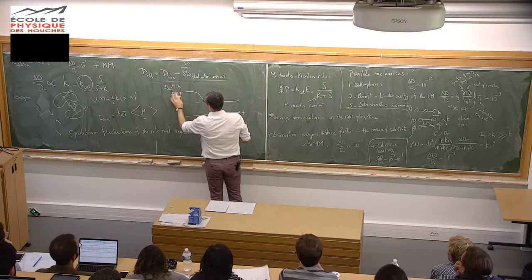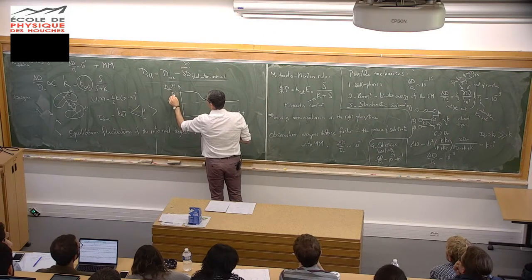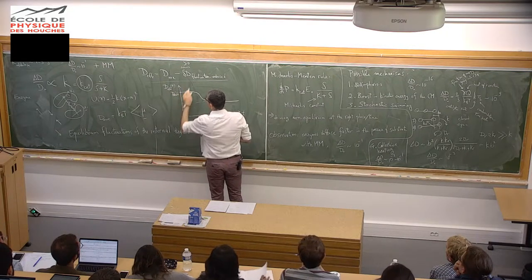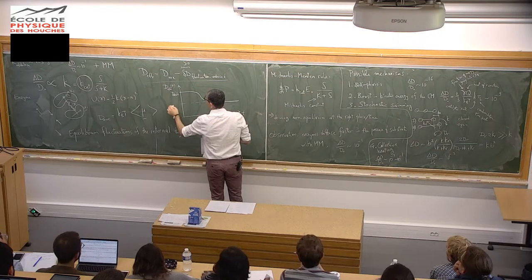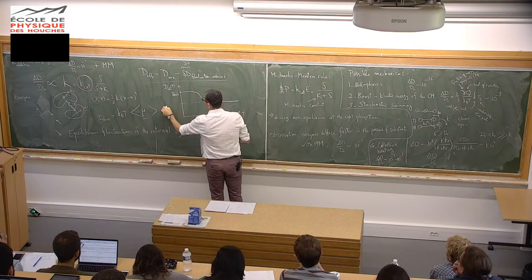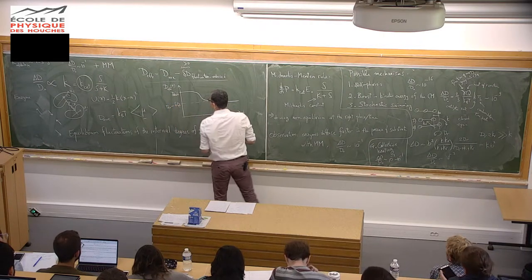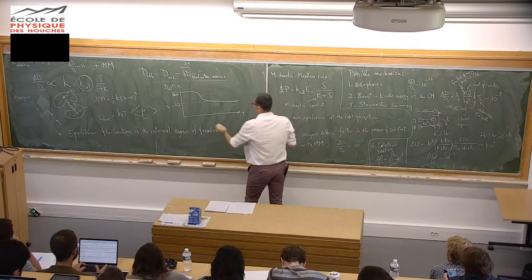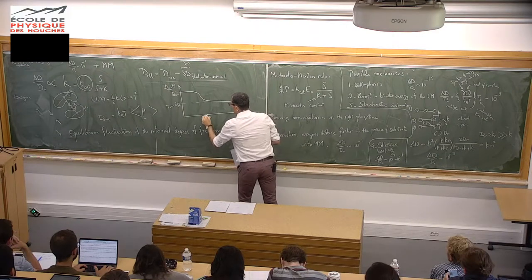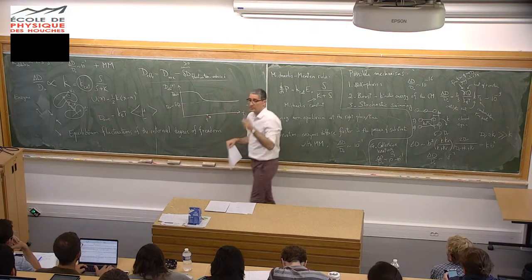So this is the average, and this is what I call the total effective diffusion coefficient at infinity. So it's the average minus this fluctuation-induced correction. And this time scale is the typical relaxation time of the internal degrees of freedom.